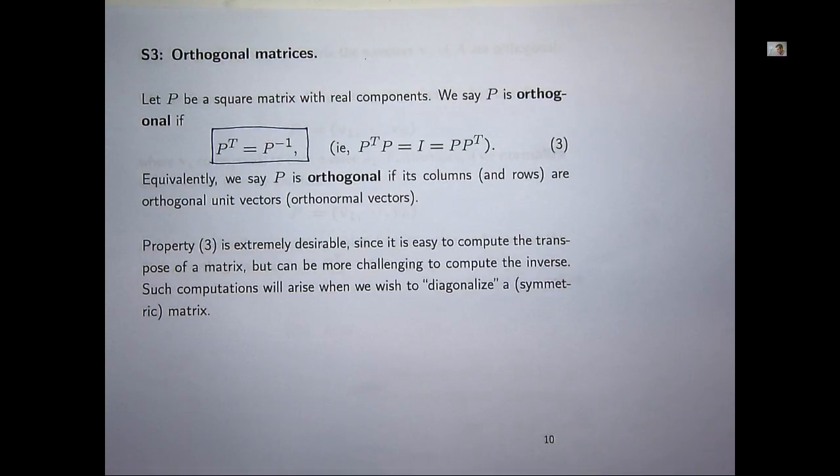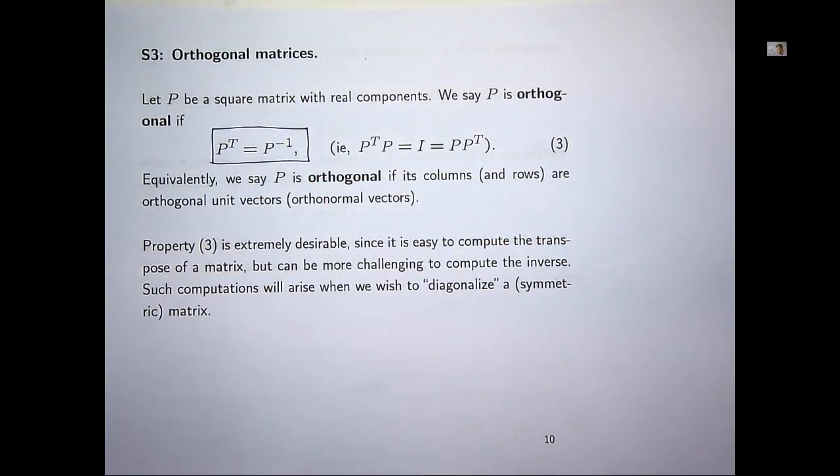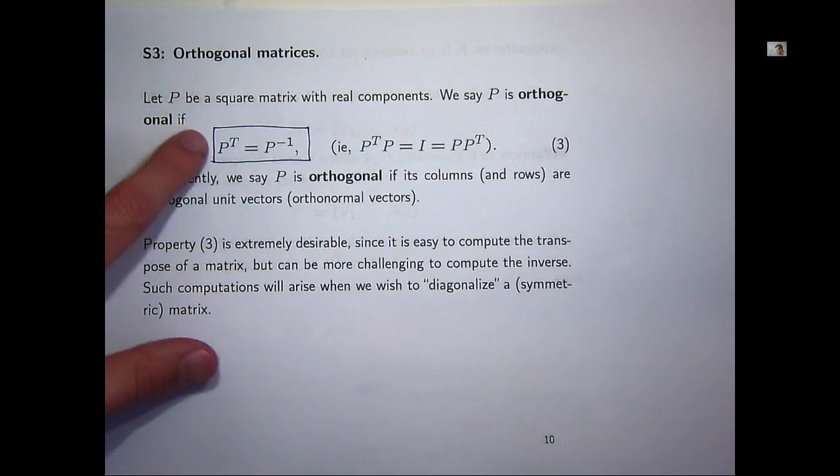When you see that, you should smile, because in my experience, very few people really enjoy computing the inverses of matrices. But most people can quickly compute the transpose. So a matrix with this property is very nice because it saves you tons of work in computing the inverse. This is a lovely situation to be in.